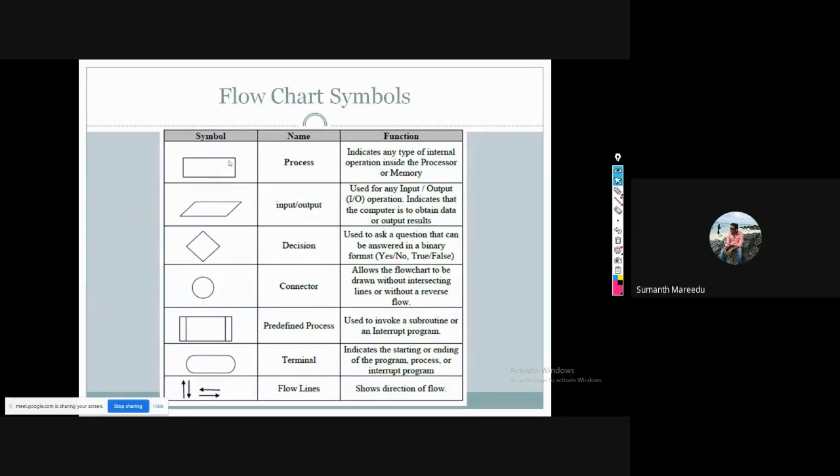The first symbol is a rectangle. The rectangle symbol is used for representing a process. Any operation, say arithmetic operations or some logical operations, any process will be represented with the help of the rectangle symbol.